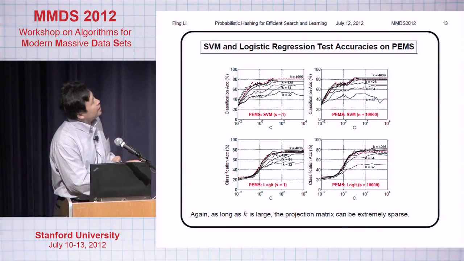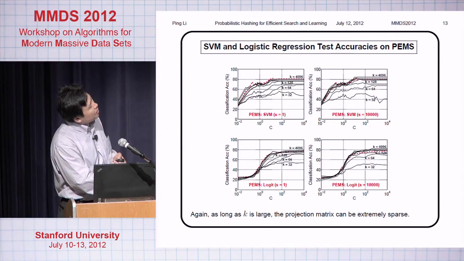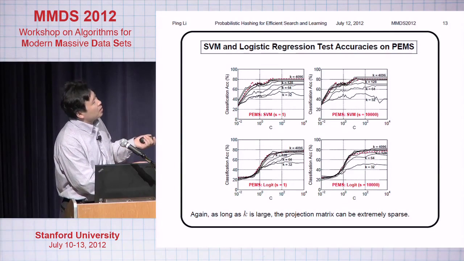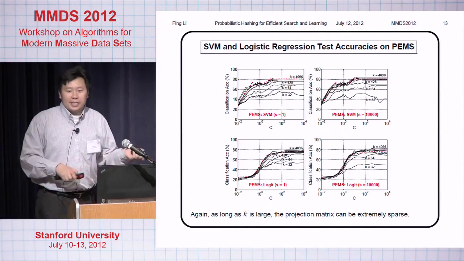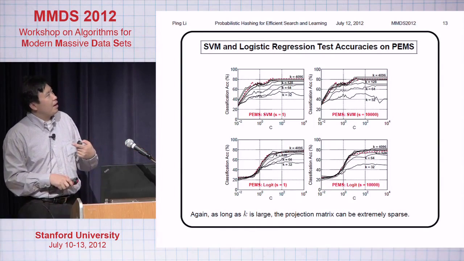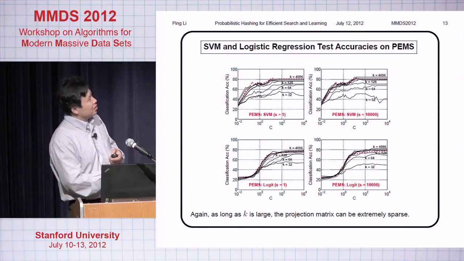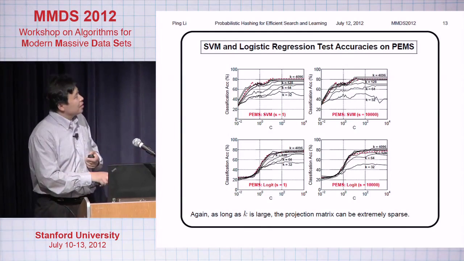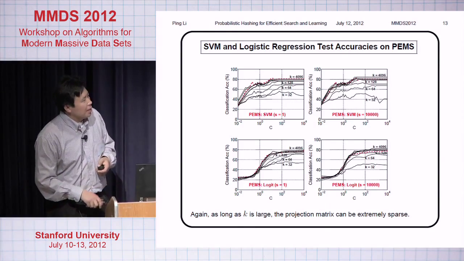And here is a small data set. We can see that with S of 10,000, which means a very, very sparse matrix, you actually get even slightly better results. But it's a small data set, so I'm doing a lot of repetitions. I only finished about 500 repetitions. Maybe once I finish 1,000 repetitions, I'm going to see more consistent results. But the interesting thing is that as long as K is large, the projection matrix can be extremely sparse.